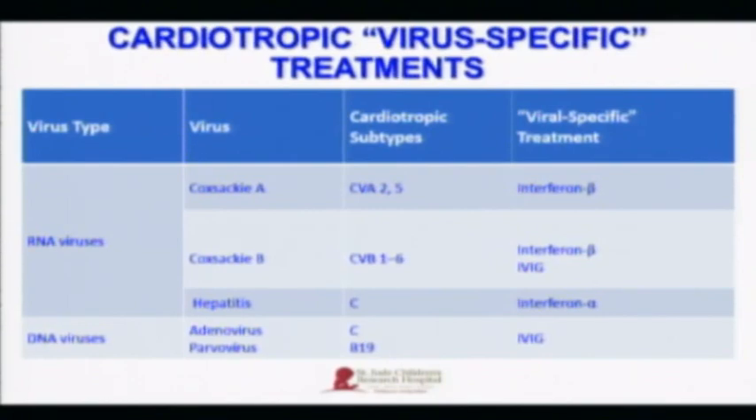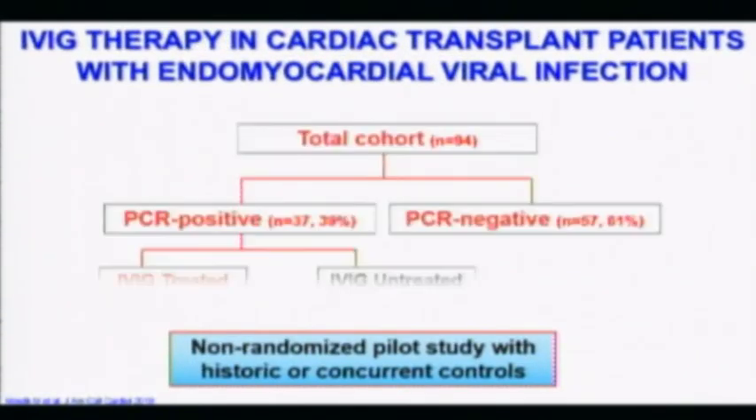For hepatitis C, which we don't see much in the US, interferon alpha. And in the DNA viruses, specifically adeno and parvo, you see that IVIG works. Just so happens that when we did these studies, adenovirus and parvovirus were the key players. So I don't have any data on the interferons because we've never had to use them.